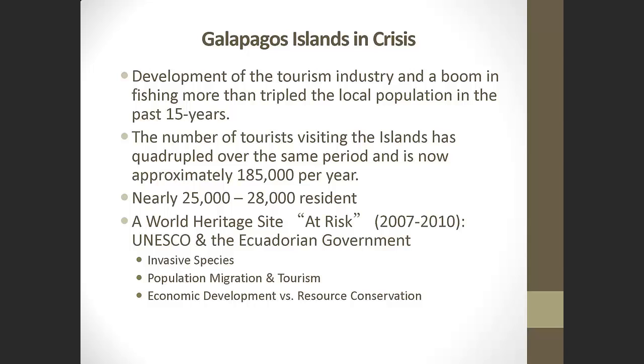In 1990, there were 10,000 residents. Now there's 30,000. In 1990, there were 40,000 visitors a year. Now it's 185,000. So the rate of increase is dramatic. And what comes with the rate of increase of population is the demand for water, energy, fuel, the creation of waste, demand for more fresh water, the introduction of invasive flora and fauna. All of these things are part of the challenge to the Galapagos.